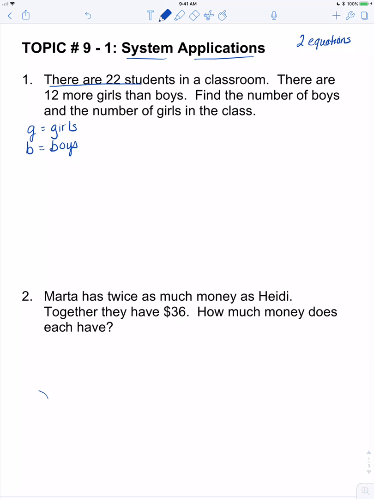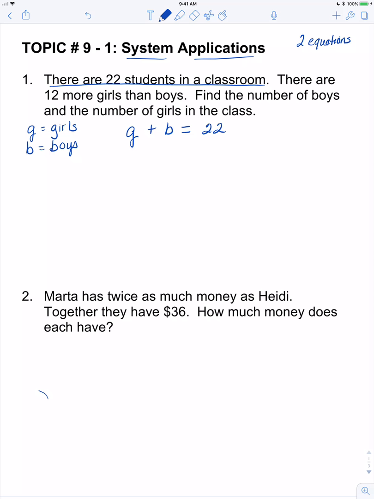If there are a total of 22 students in the classroom, then the total number of girls plus the total number of boys has to equal 22. So there's our one equation. Now the next sentence says there are 12 more girls than boys. So girls would be equal to the boys plus 12 more. Hopefully you see how to write those, and there's our system.